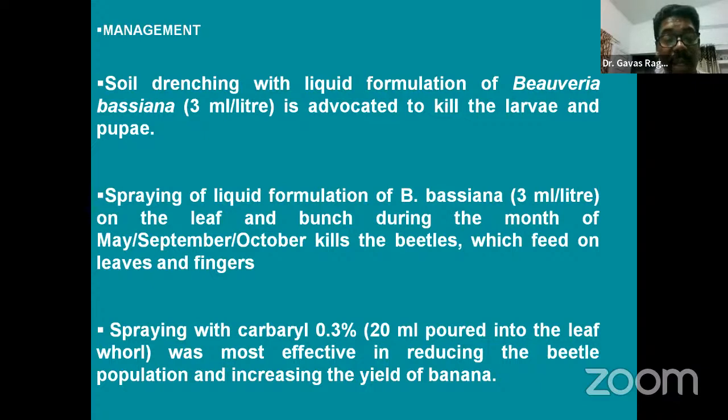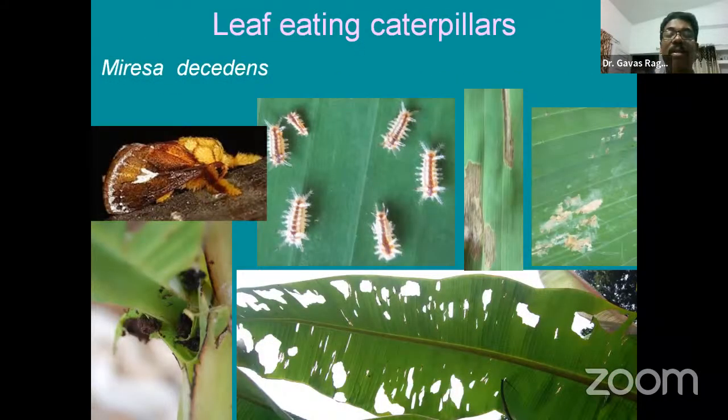leaves and fingers. As a chemical method, spraying with carbaryl 0.3%, that is 20 ml poured into the leaf fold, was the most effective method in reducing leaf and fruit scarring beetle attack in these areas. Now coming to the third important group, that is leaf-eating caterpillars.